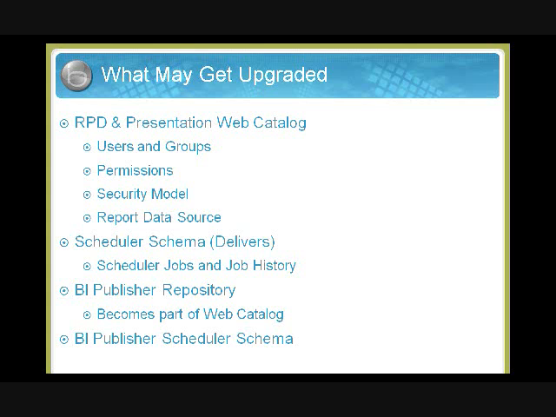The scheduler schema, or Delivers, depending on what you're more familiar with: the jobs and the job history will be migrated, but the jobs will not be started. It'll put the records into place in the 11G schema and tables, but you're going to have to go back in as a post task to start all of those scheduled jobs back up in the 11G environment. The BI Publisher repository is going to become part of the web catalog, but the upgrade for this is a two-step process, and I'll tell you more about that further into the webinar. And then there's the scheduler for BI Publisher, which will also be migrated over.